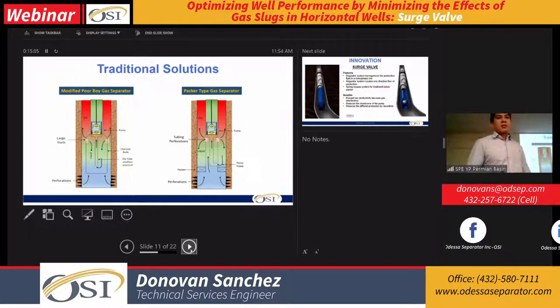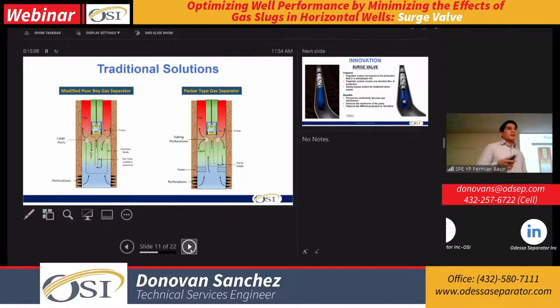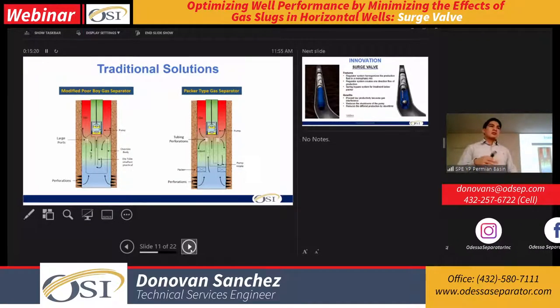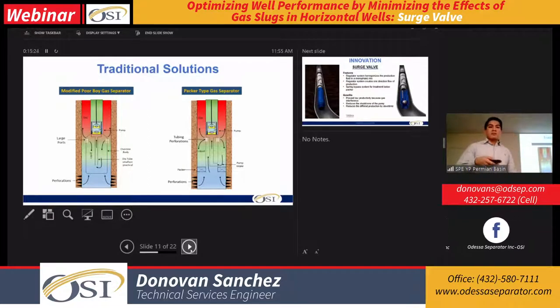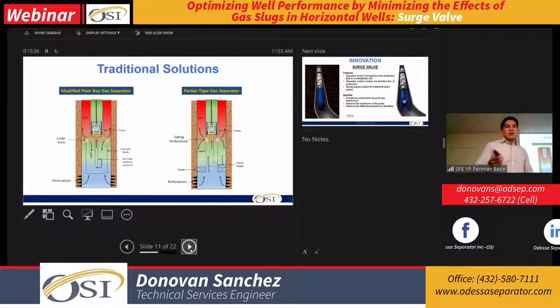Next is a modified poor boy separator. It works the same way, except the body is more oversized. So if you have 2 7/8 tubing, then you would oversize that body to about 3.5 or 4, depending on your casing size. And that just gives more annular space for you to slow down that fluid velocity in between the dip tube and the tubing. So that would be the fourth one.